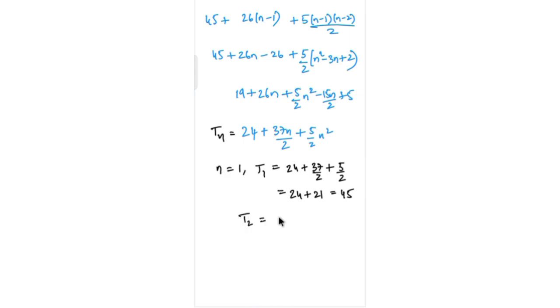So t2 is equal to 24 plus 37 into 2 by 2 plus 5 by 2 into 4. So I get that to be 24 plus 37 plus 10. So 37 plus 24 is 61, plus 10 is equal to 71. So my t2 is also verified. So you can just check it in this way, whether we are able to find the tn or not.